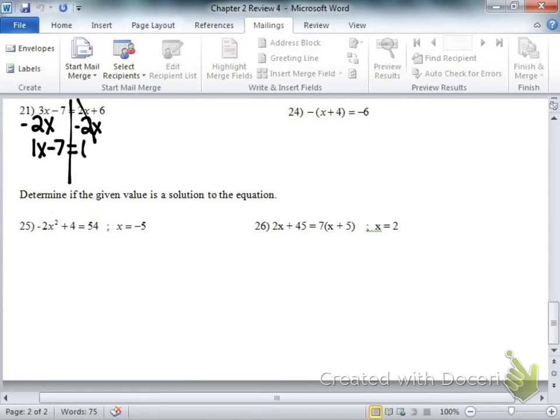So minus 7 equals 6. So plus 7. Then I want to add 7 to both sides. So 1x equals 13. Now, I would need to divide both sides by 1. Is dividing by 1 going to change anything? No, 1x is the same thing as x. So we're actually already done on this one. X is 13.